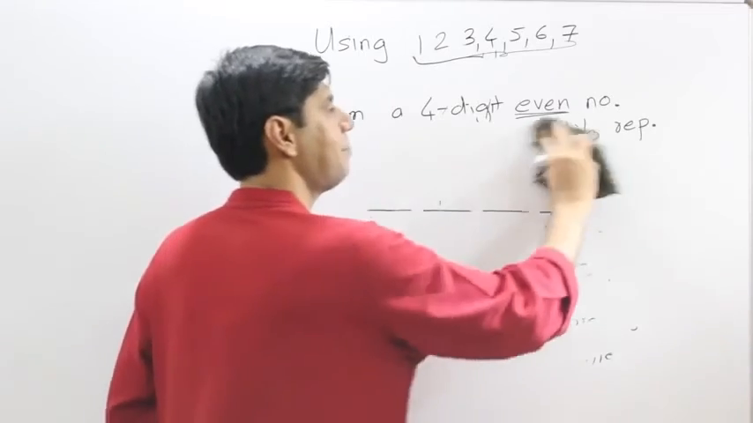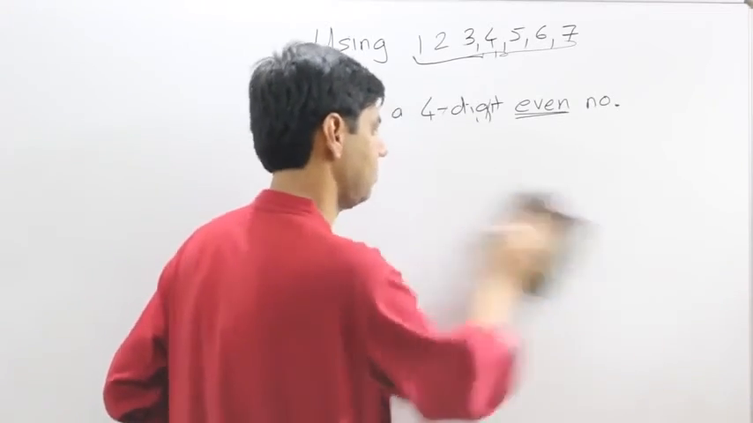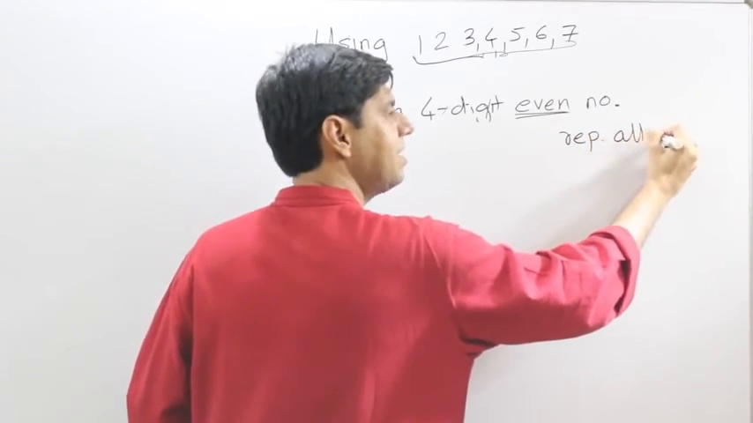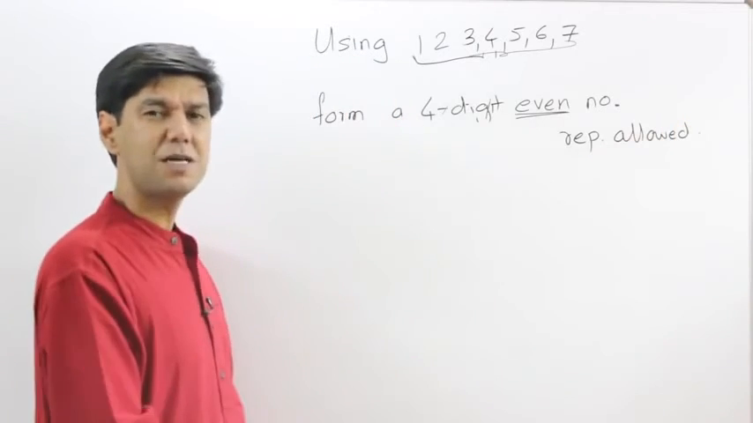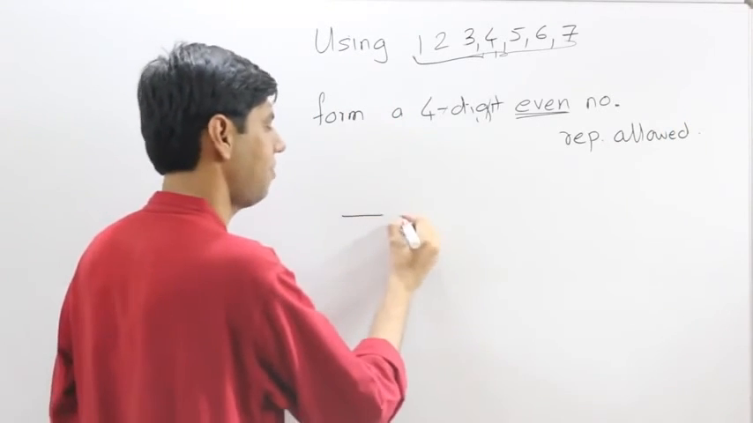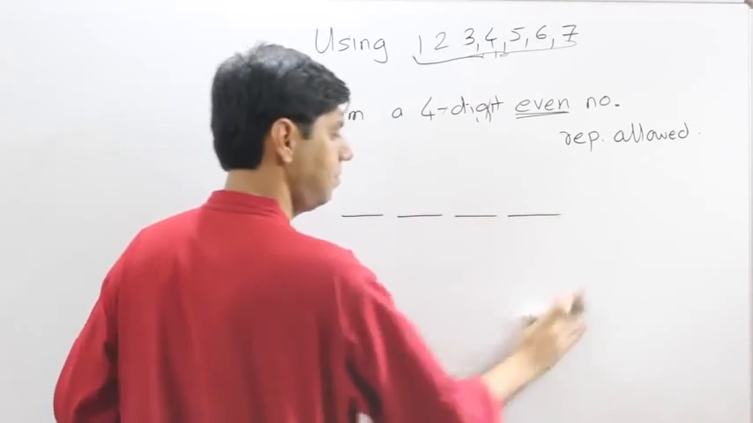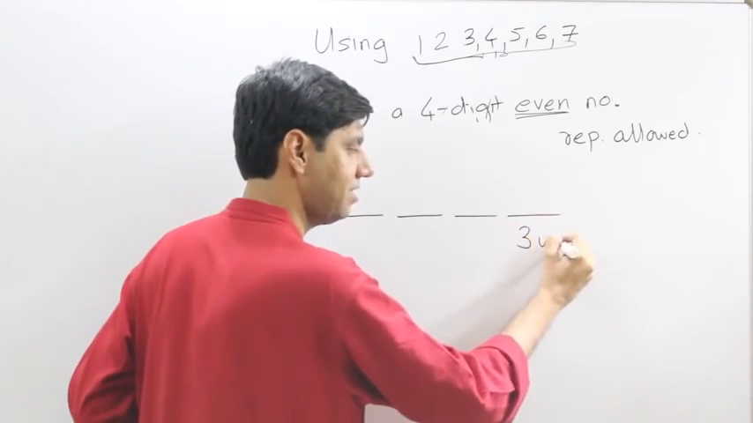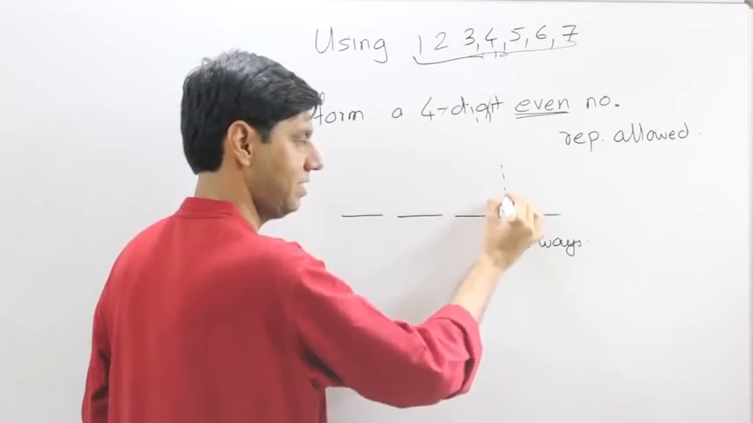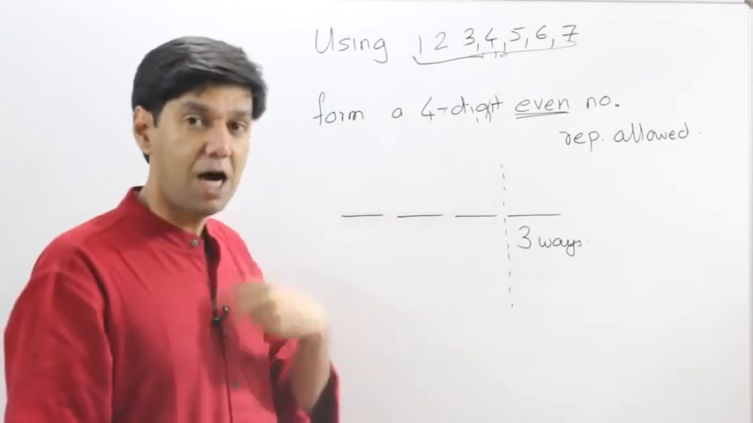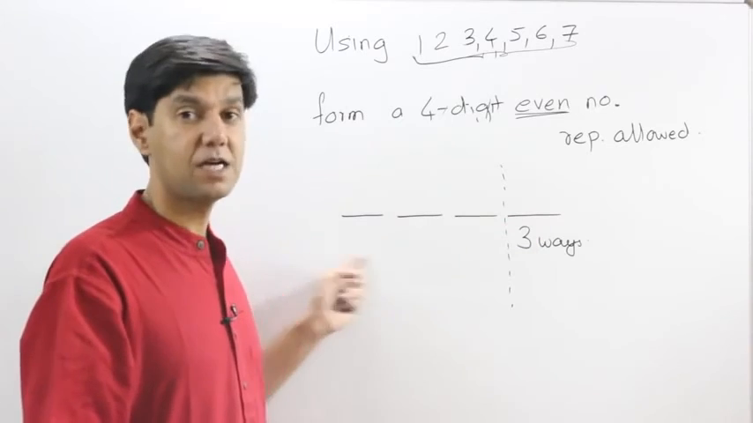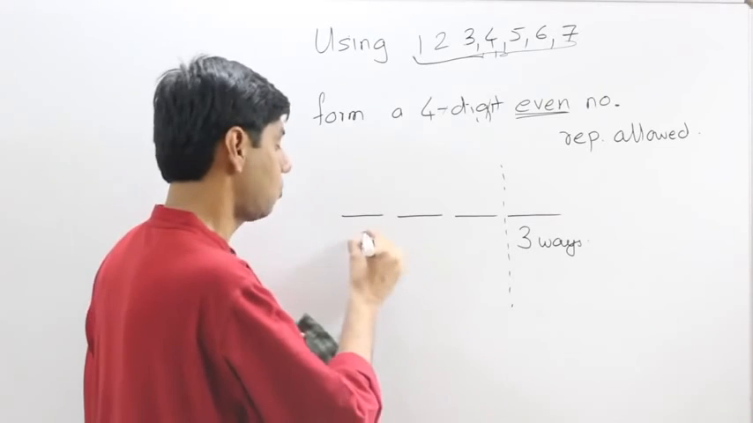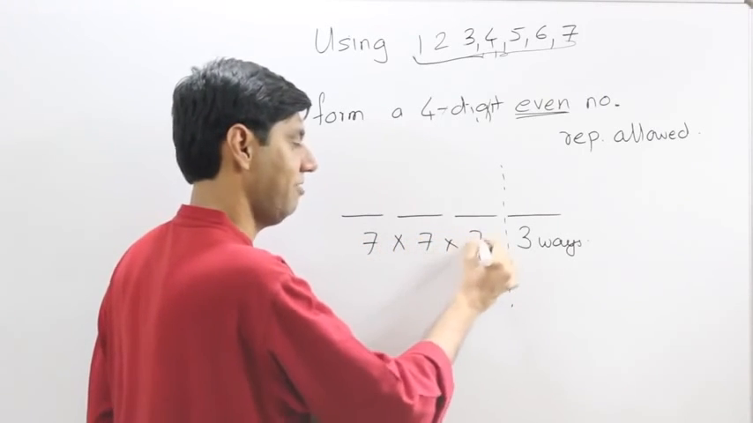In the same question, let's say repetitions are allowed. Repetitions allowed, we'll leave it in some time because these are pretty easy ones when repetitions are allowed. Now, I could fill in the units place in 3 ways. Having filled that in, take a pause. I am left with how many digits? Quite a few people think it's 6 into 6 into 6. Not really. We have all the 7 digits and I can reuse them also. So all the positions can be filled in 7 ways.